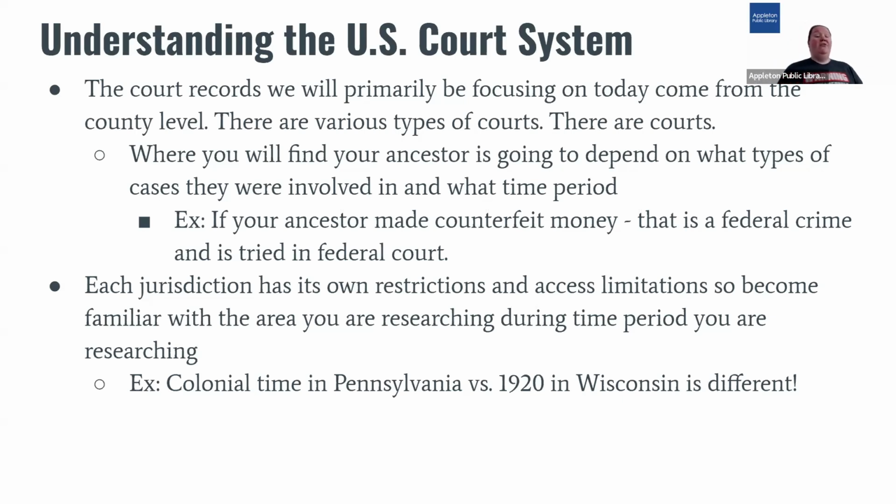So for example, if your ancestor made counterfeit money, like one of my ancestors we're going to talk about today, that is considered a federal crime because they are ripping off the United States government, the Department of Treasury that makes the money. It's a federal crime to counterfeit money, so that's going to be tried in federal court. You're not going to be able to find those just by going to the courthouse in Appleton if it's a federal crime. Of course, each jurisdiction is going to have its own restrictions and access limitations to all of the different court records.